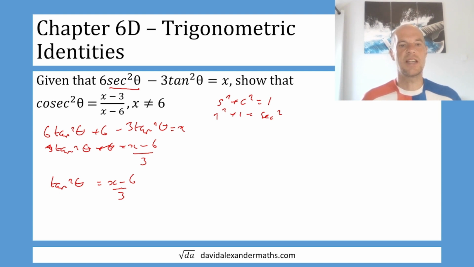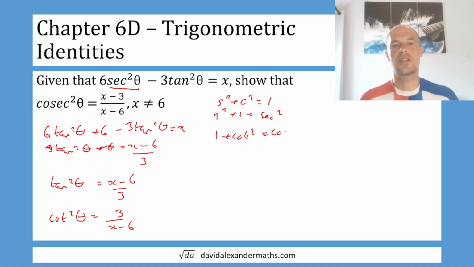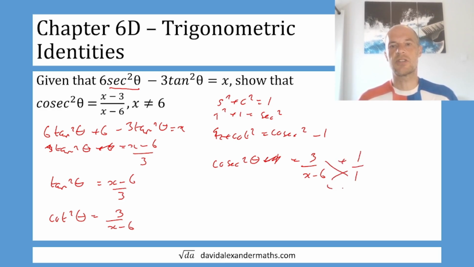If tan squared is this stuff here, then cot squared theta is going to be 3 over x take away 6. And I know that if sine squared plus cos squared is 1, then let's just divide through by sine, so 1 plus cot squared equals cosec squared. So cot squared is cosec squared take away 1. So what I have is cosec squared theta take away 1 equals 3 over x take away 6. So I'm just going to add 1 to both sides. And now I can just do my crisscross smiley face.